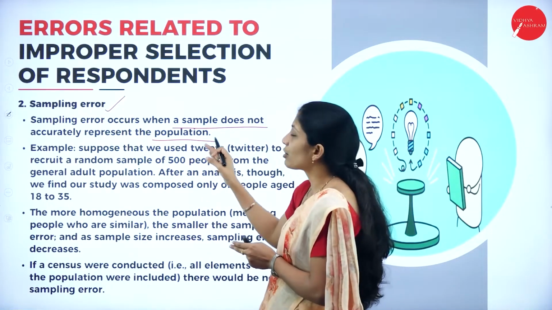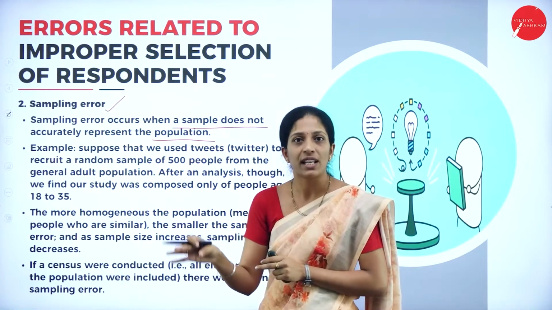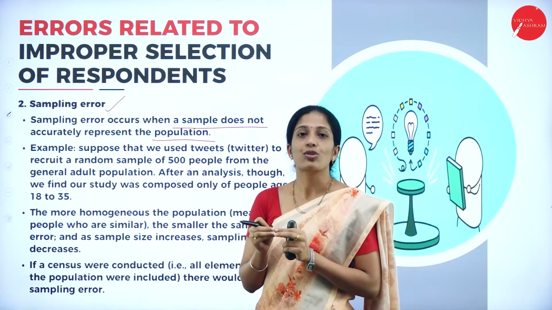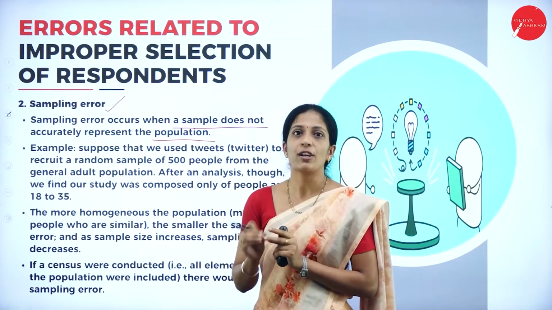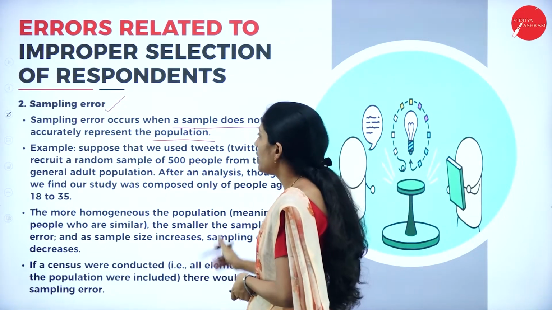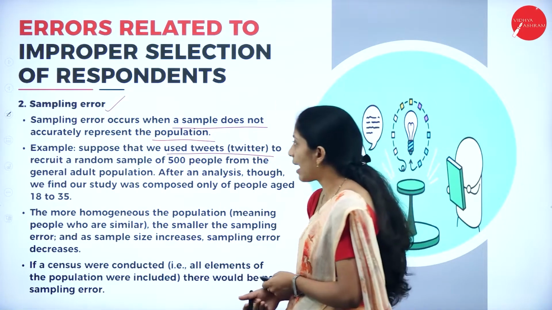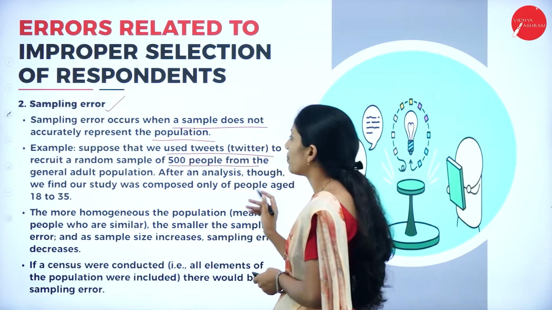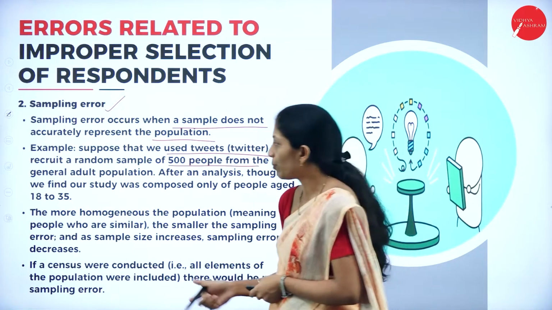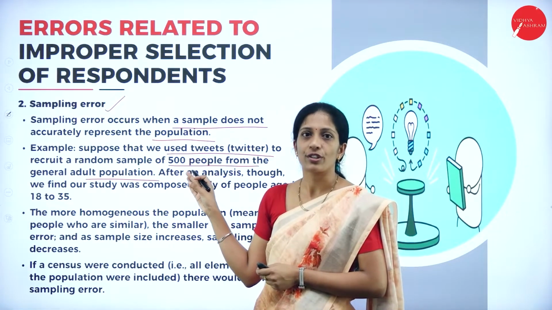Now, here also when there is a large population, the researcher cannot randomly select the sample. So, he has to see their nature and depending upon the nature, he has to select the sample. For example, suppose that we used tweets or Twitter to recruit a random sample of 500 people from the general adult population. Now, suppose what they are going to do here.